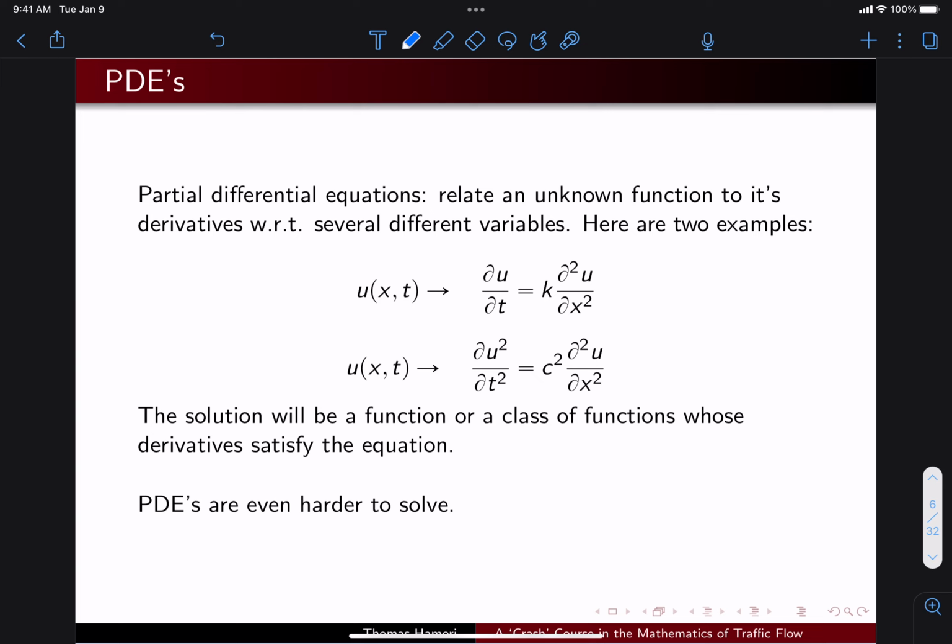So we're basically taking what? The derivative of a function with respect to time is equal to some constant times the second derivative of that function with respect to space. These are 2 super famous partial differential equations. The first one is known as the heat equation, and the second one is known as the wave equation. Both of them for the one-dimensional case. We can also incorporate more spatial dimensions.